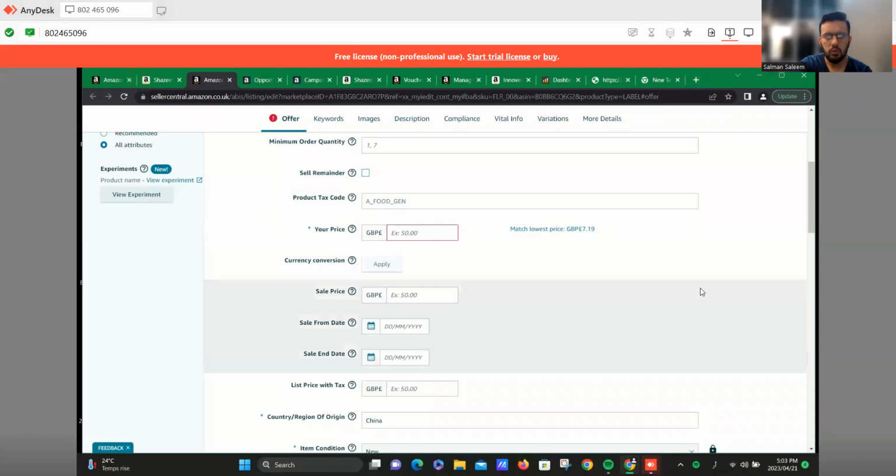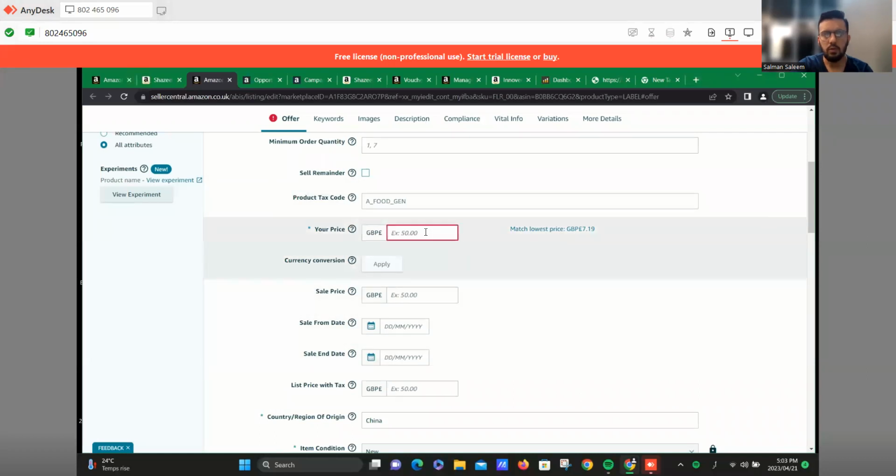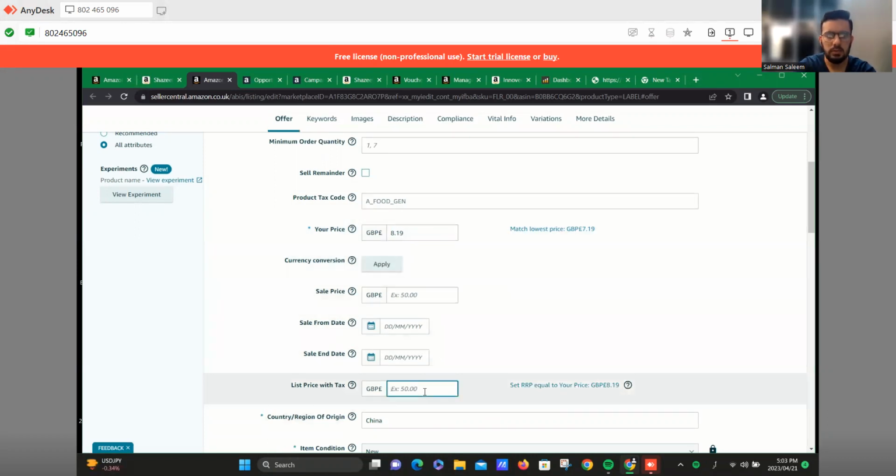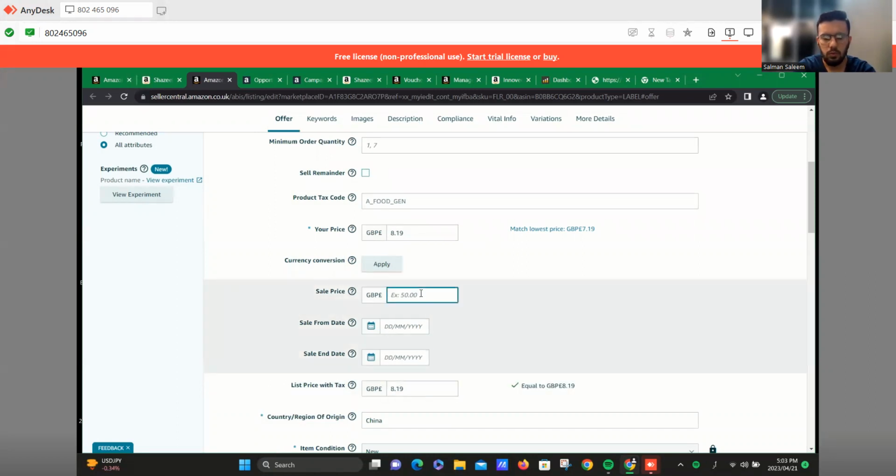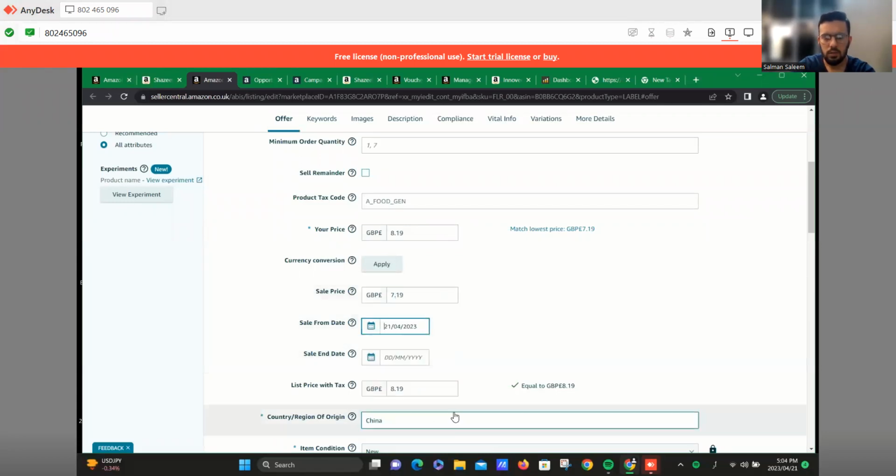So what we will do is put here our price, that is 8.19. Put here the same price, list price with tax, 8.19. And your sale price would be 7.19. Here put the dates.